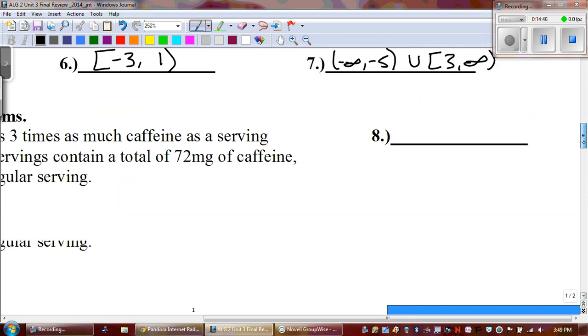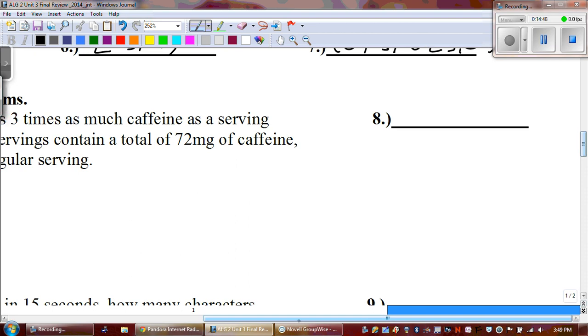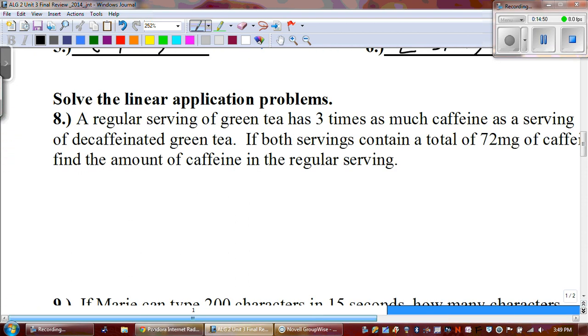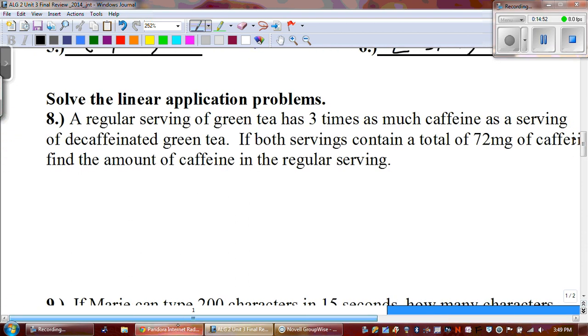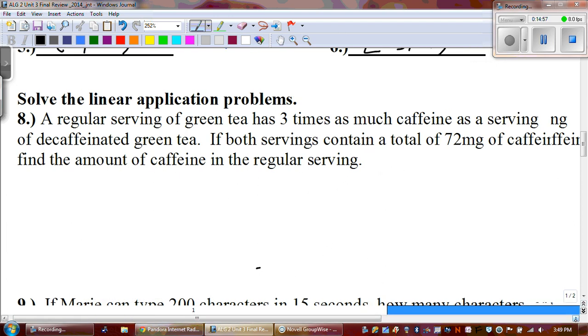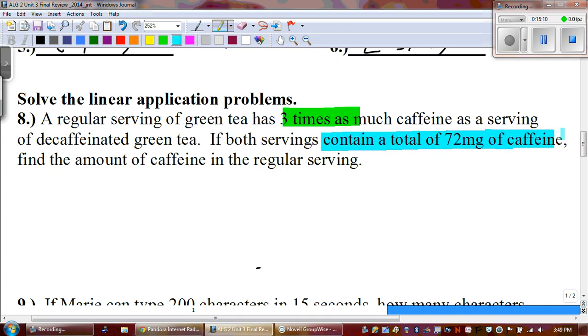All right, word problems. So number 8 is telling us that a regular serving of green tea has 3 times as much caffeine as a serving of decaffeinated green tea. If both servings contain 720 milligrams of caffeine, we want to find the amount of regular servings, okay?